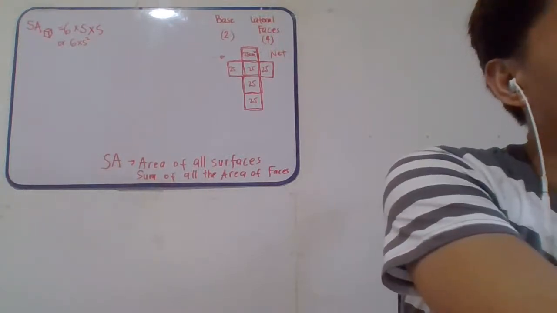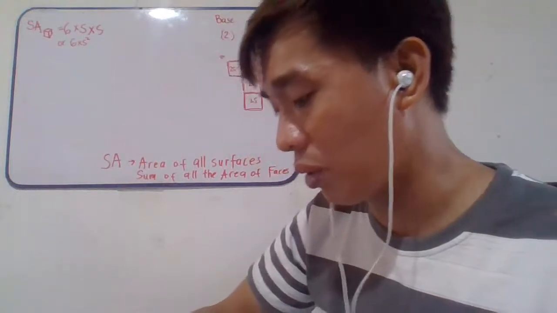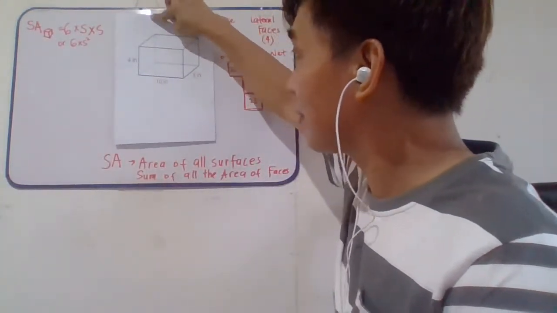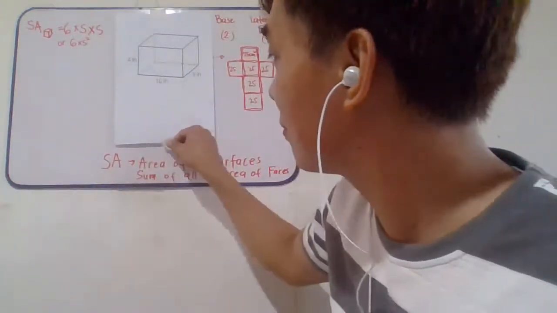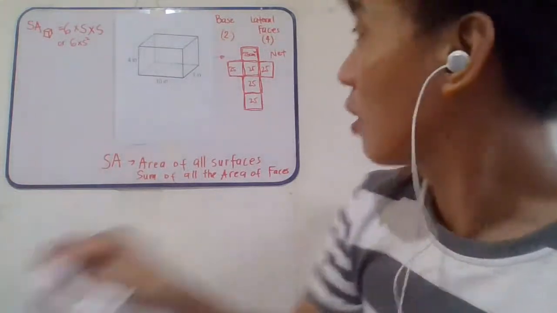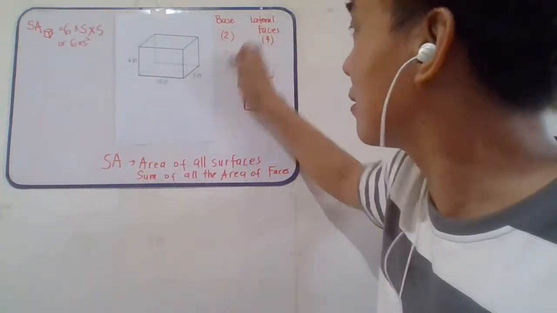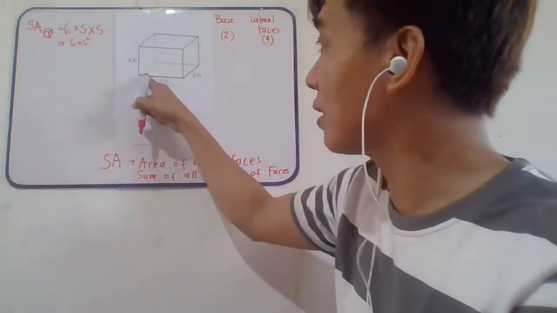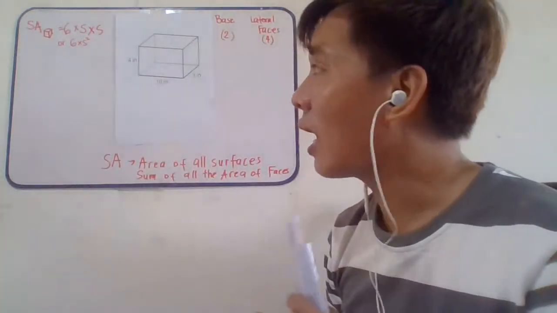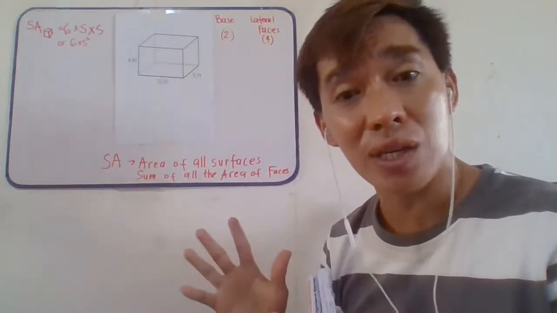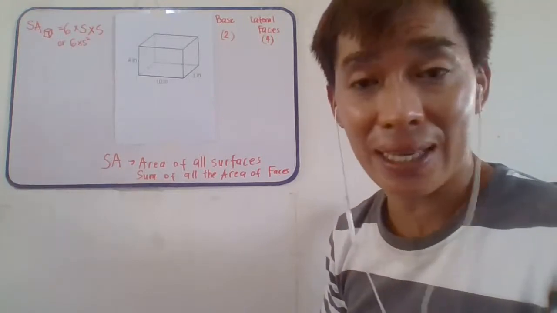How about this one? This time, this is not a cube anymore. This is what we call a rectangular prism. This rectangular prism here, if you get its net, would look like this. By the way, our cube is just okay because all of its sides are equal. This one has different sides.